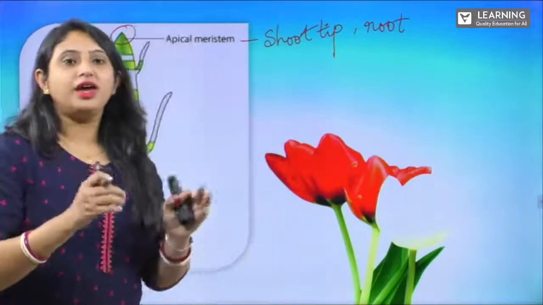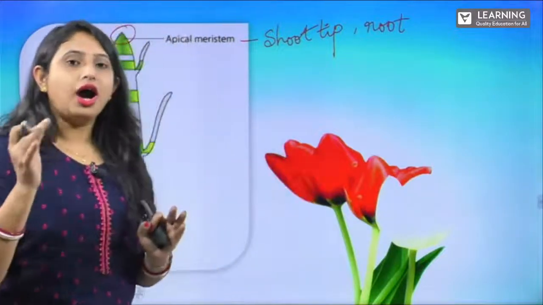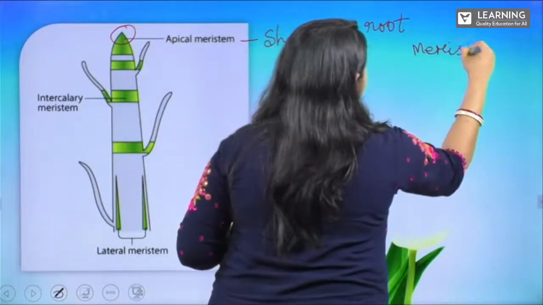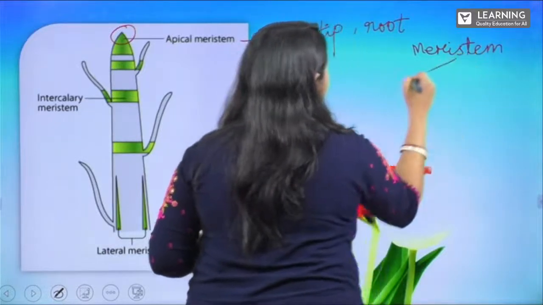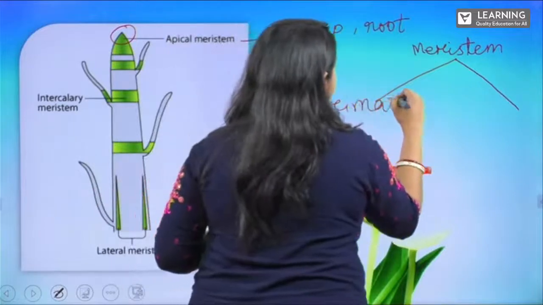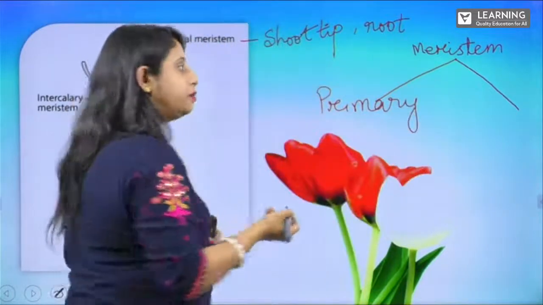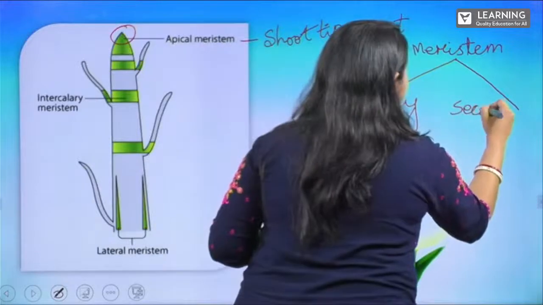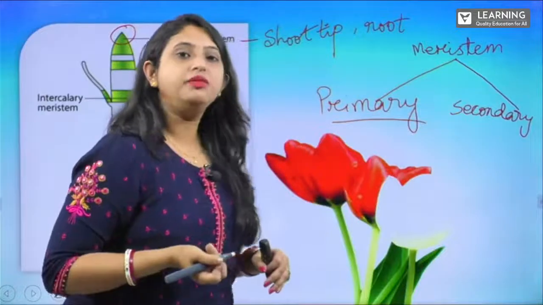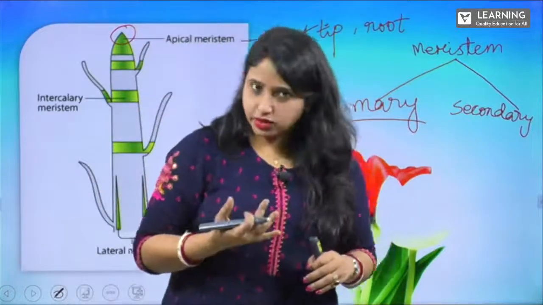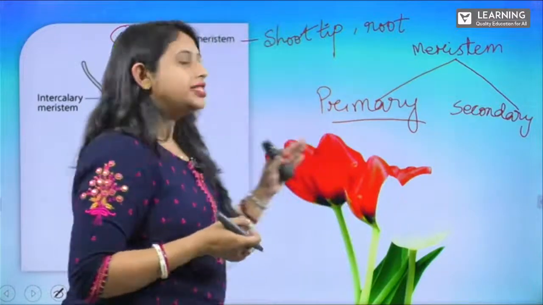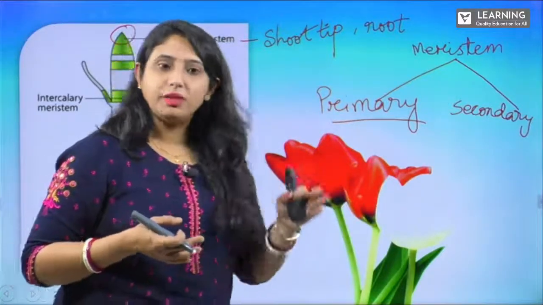This meristem again can be divided into two classes. One is your primary meristem, and another is your secondary meristem. Under the primary meristem comes the apical meristem, then axillary bud, and the intercalary meristem. And under the secondary meristem, your lateral meristem comes.